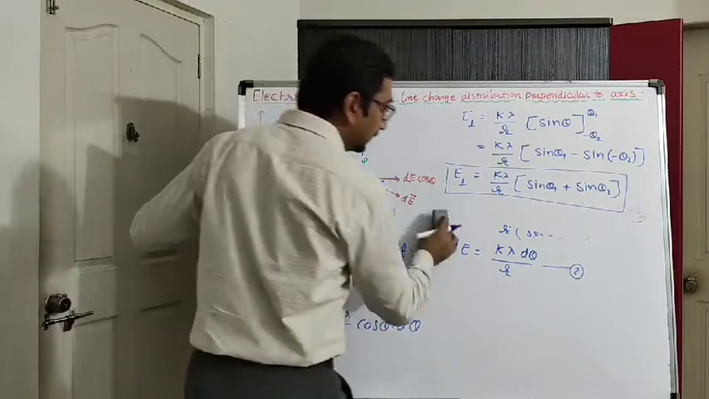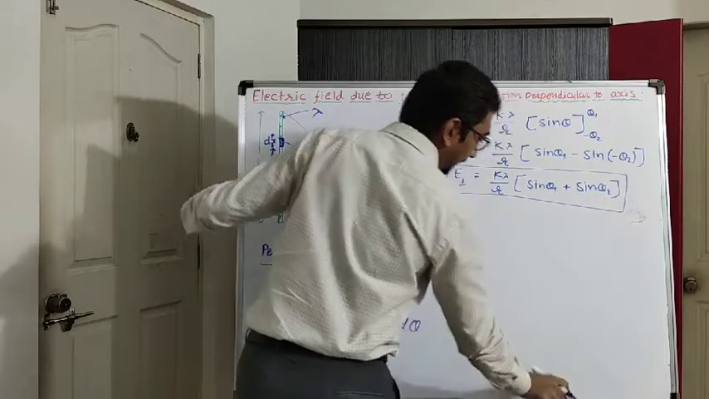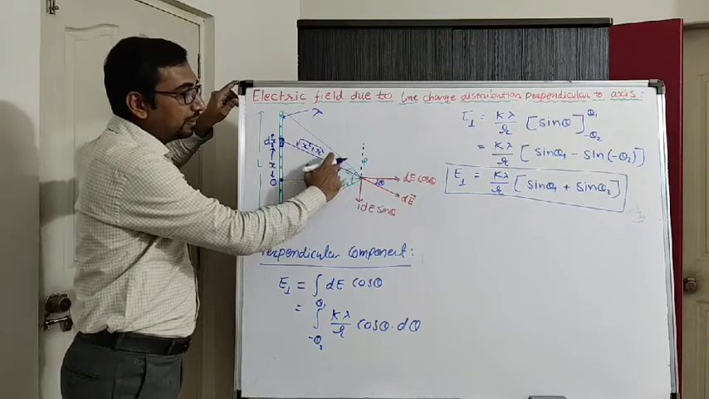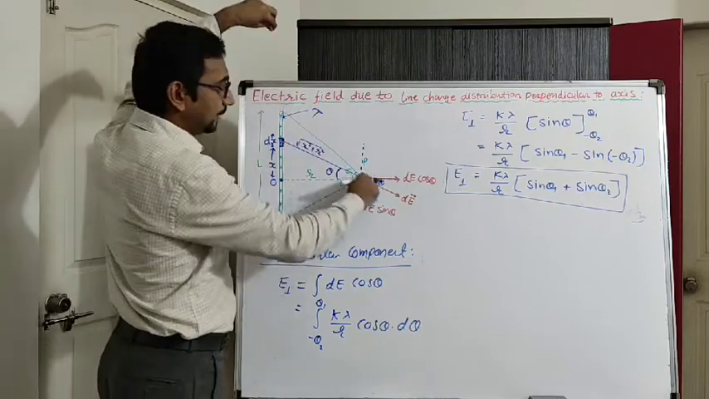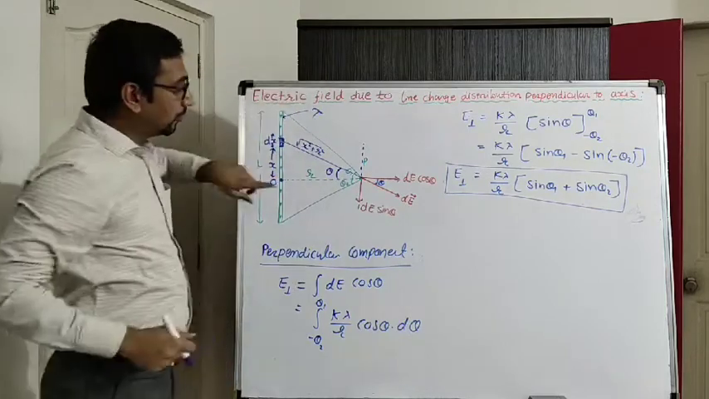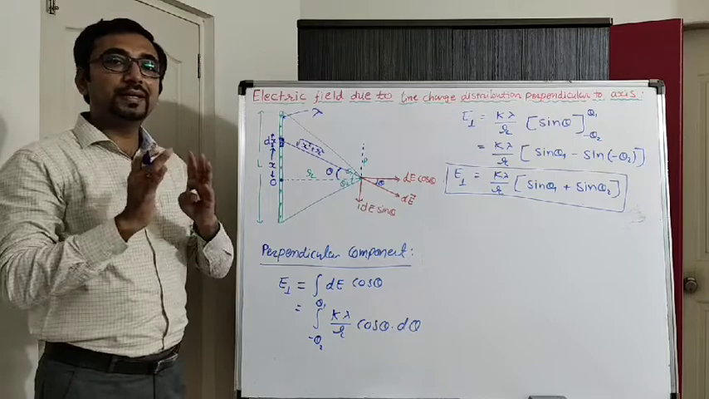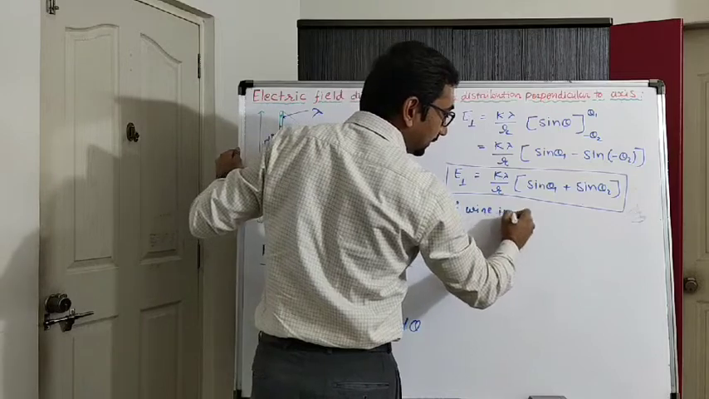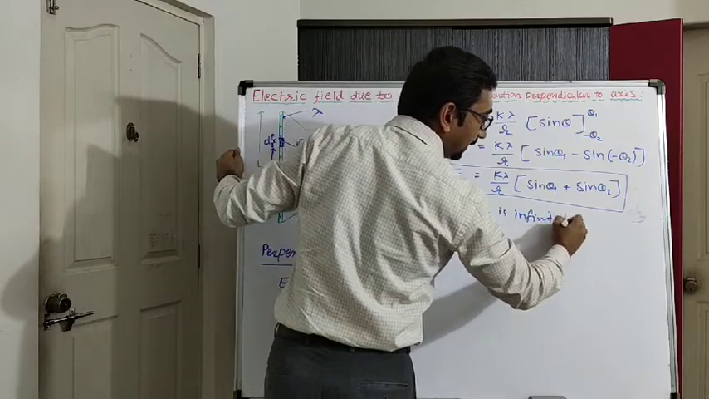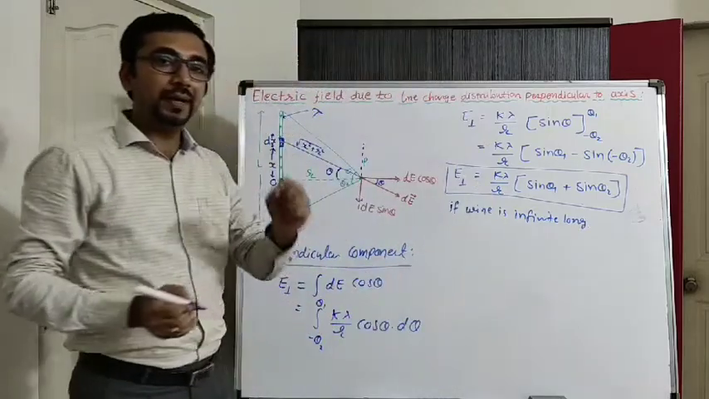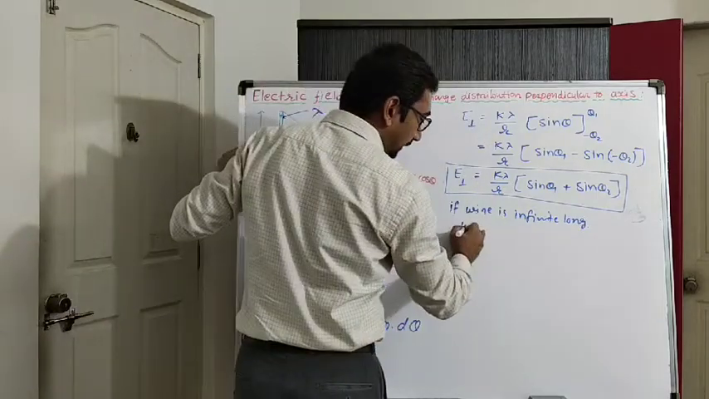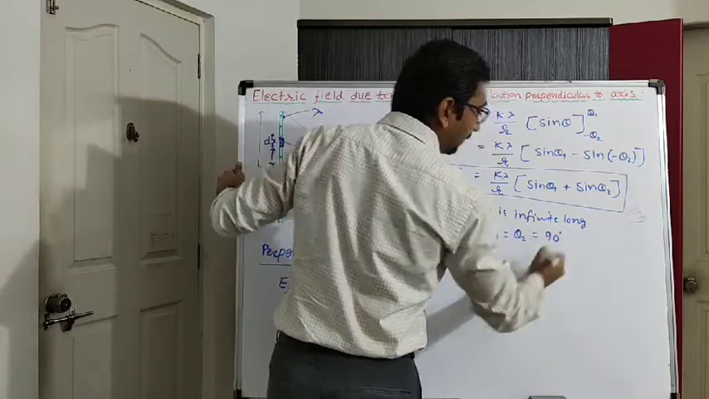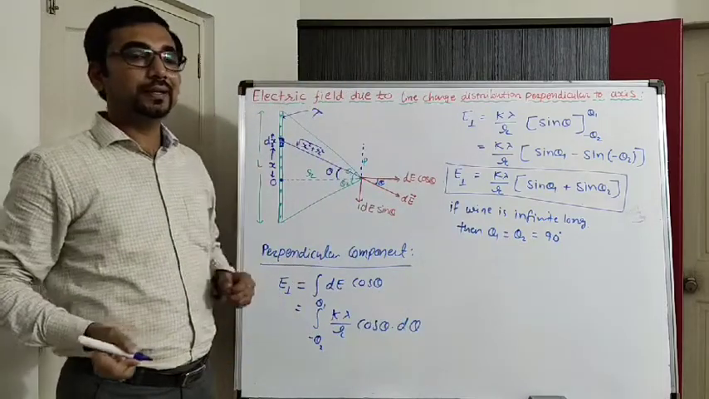Now if this wire is of infinite length, if we consider that this wire is extended up to infinite length, then this theta 1 will continuously increase. As the length of wire increases, the theta will go on increasing. So what is the maximum possible value of theta? That we can take 90 degrees. So if the wire is infinitely long, then theta 1 will be equal to theta 2 will be equal to 90 degrees.